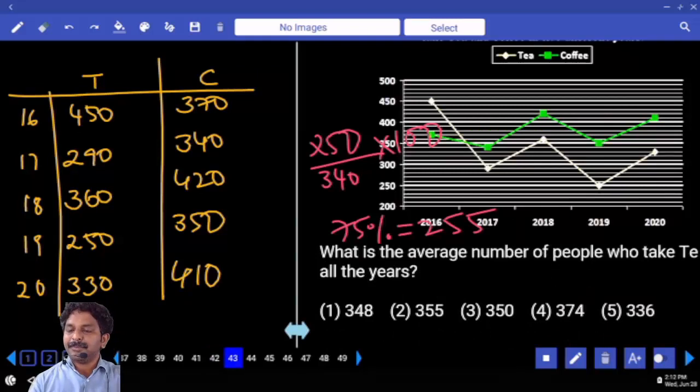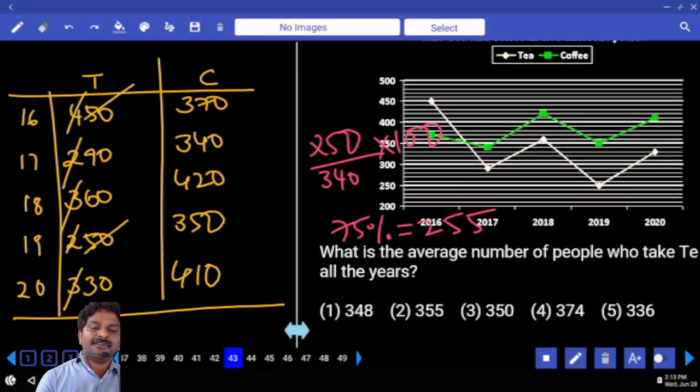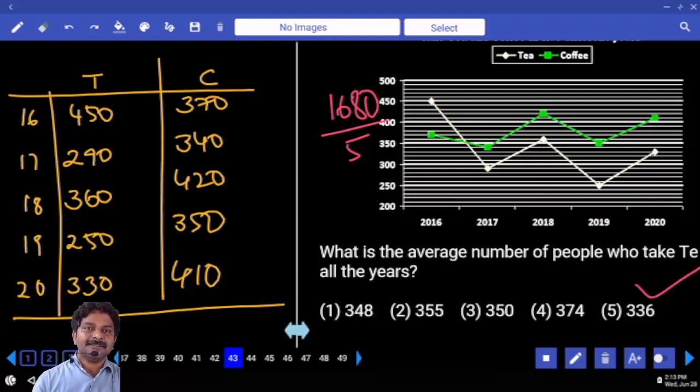What is the average number of people who take tea all the years together? Right. Tea all the years. 300, 300, 200, 200. 1000? 400? 1500? 1590? Plus 90. 1680. Totally 1680, and the question is about average. That is 1680 divided by 5. Divided by 10 into 2. Answer must end with 6.